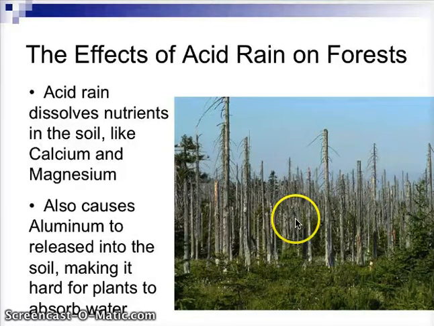And what that does is it blocks certain nutrients from being absorbed and also creates this aluminum barrier, so to speak. It creates that block. It makes it hard for the plants to get the things that they need to survive. So this is a huge negative impact.